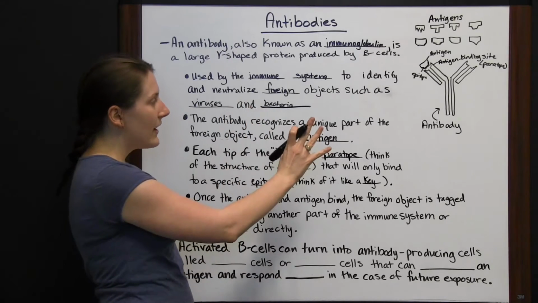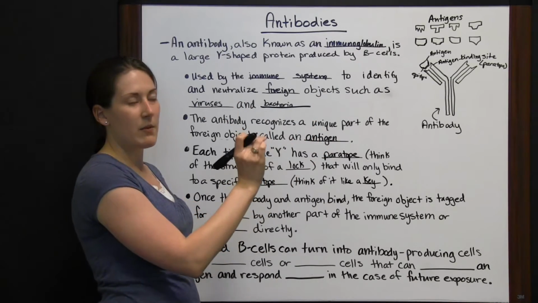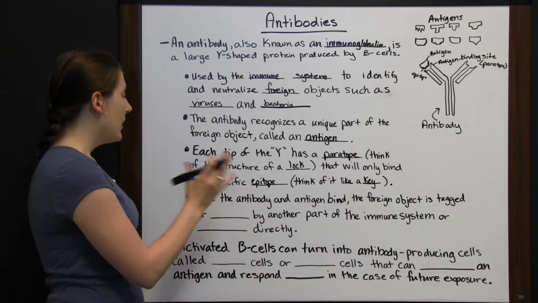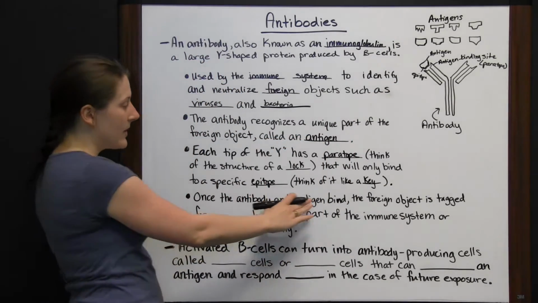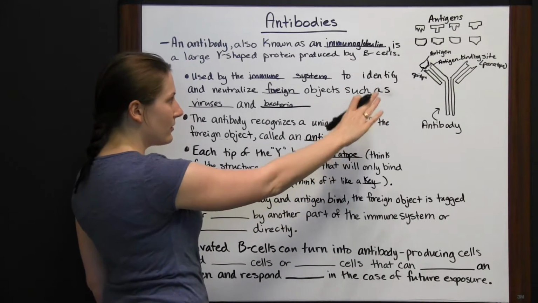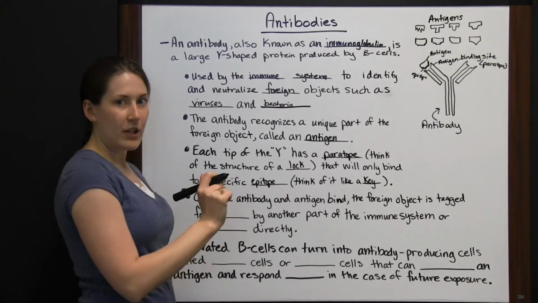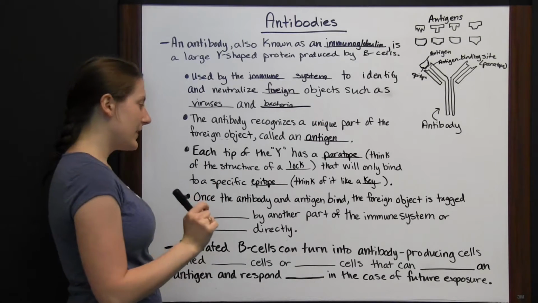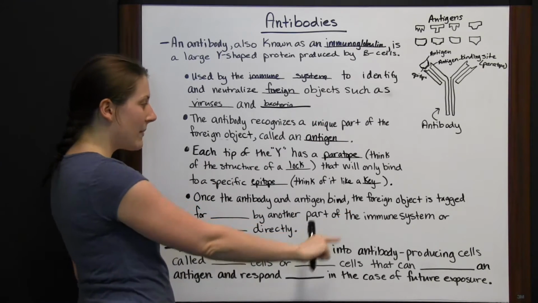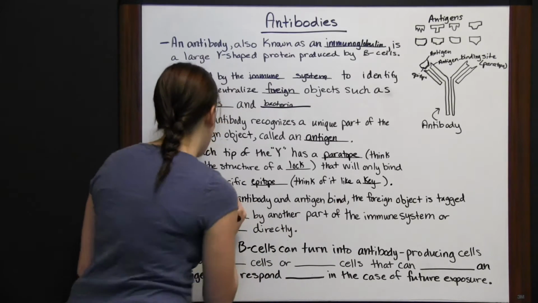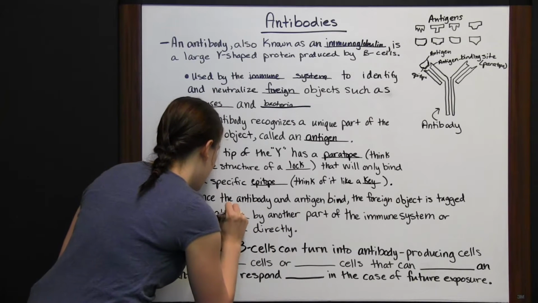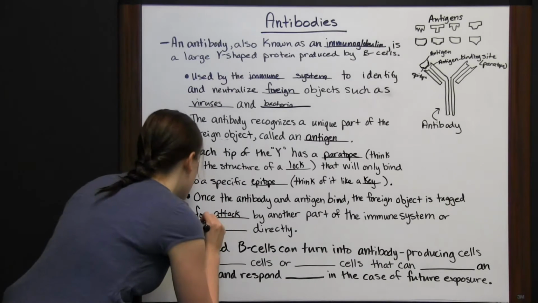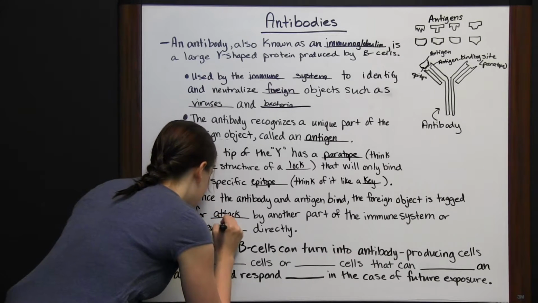So once you have this antibody produced, it's only going to be able to bind to the one antigen to neutralize it. So once the antigen and antibody bind, and remember, special epitope-paratope relationship, lock and key, it's only going to be able to bind to one specific type of antigen. Once they bind, the foreign object is tagged for attack by another part of the immune system, or it's neutralized directly.